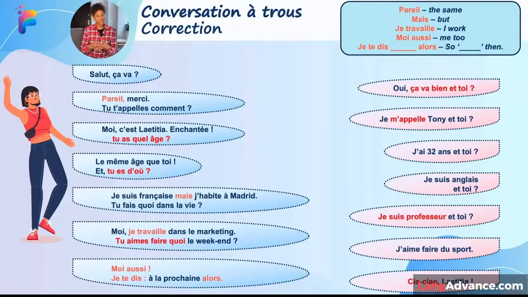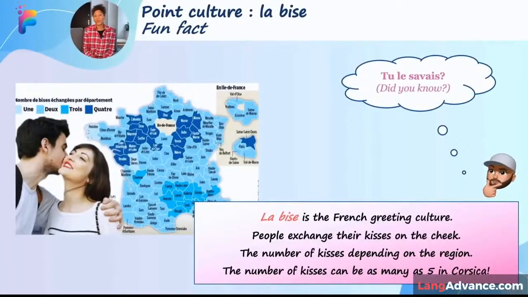Bien joué. Well done. Let's have a look at the new vocabulary that you can see on the right upper corner. Hey, it means the same. Mais, we use it to say but. Je travaille. I work. Moi aussi. Me too. Je te dis alors. So, then.